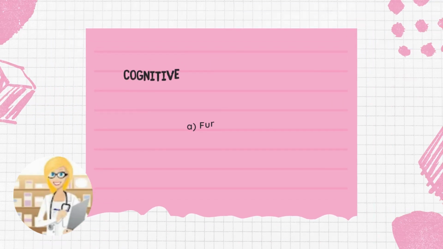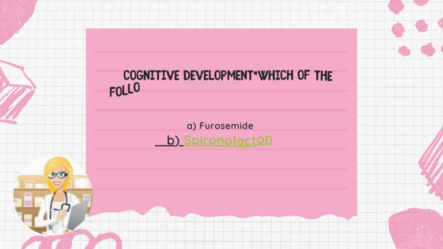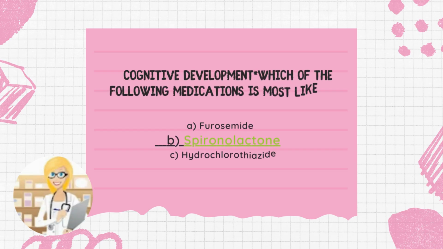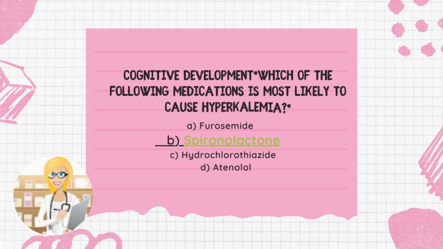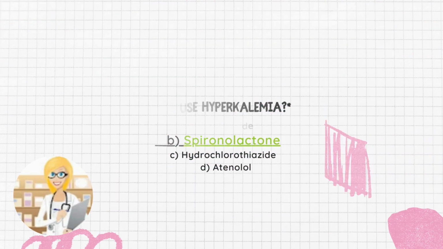The correct answer is B. Spironolactone. Spironolactone is a potassium-sparing diuretic that can cause hyperkalemia by inhibiting aldosterone receptors in the distal nephron, leading to decreased potassium excretion.